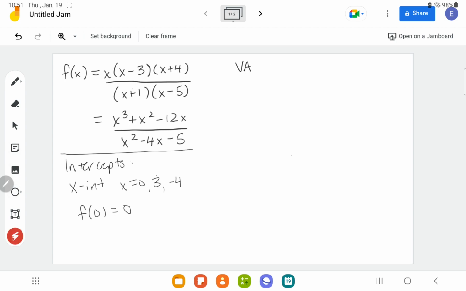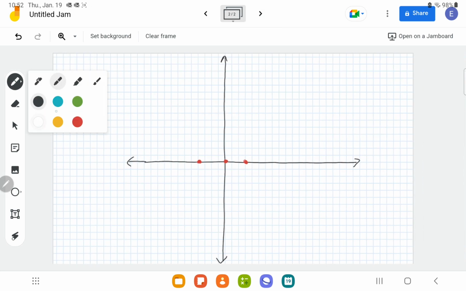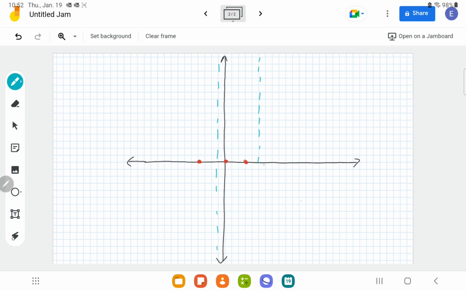Vertical asymptotes, of course, we're looking at where the denominator would be 0. So we have a vertical asymptote at x equals -1 and at x equals 5. So I would go to my graph and I'm going to put in my vertical asymptotes at -1 and +5. And there's that one. So plotting those in as soon as I have them. Now I'm going to flip back again.